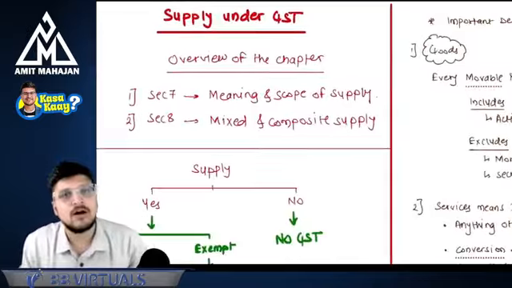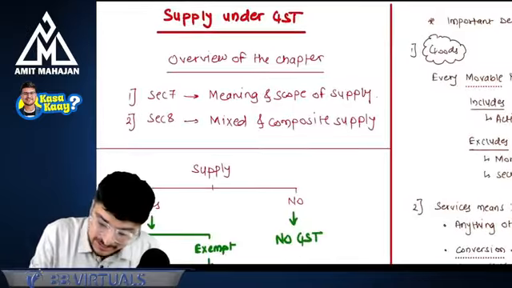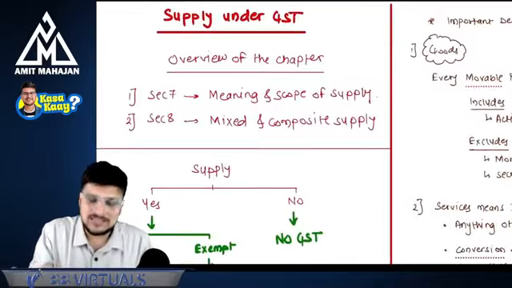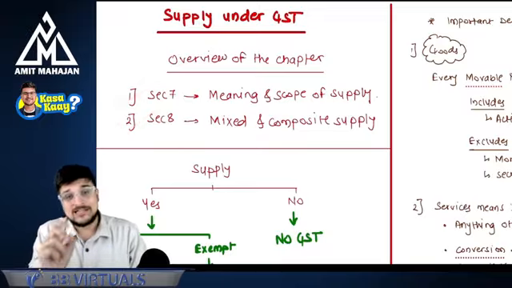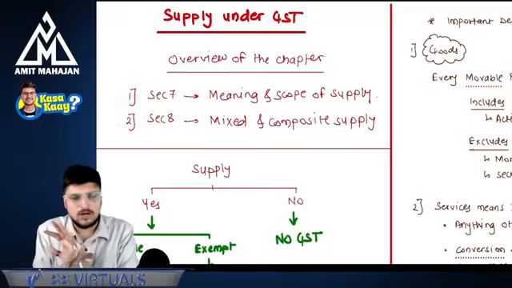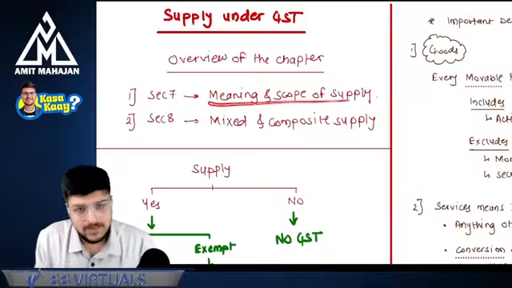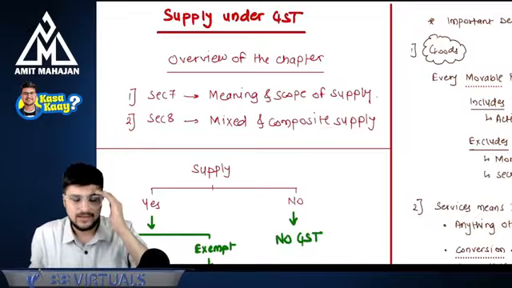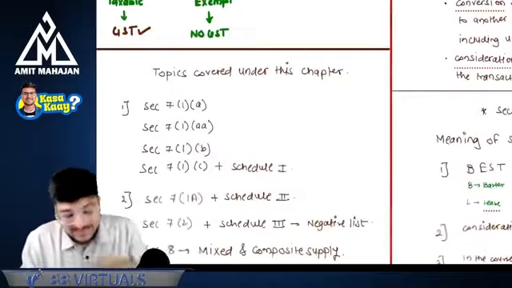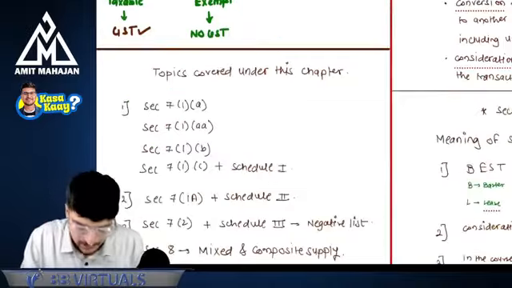Now let's have the overview of this chapter. Number one, how many sections are there in this chapter? There are two sections, section number 7 and section number 8. Section number 7 talks about meaning and scope of supply, and section number 8 talks about mixed supply and composite supply. Okay, no problem. Now let's deep dive into section number 7 as well.